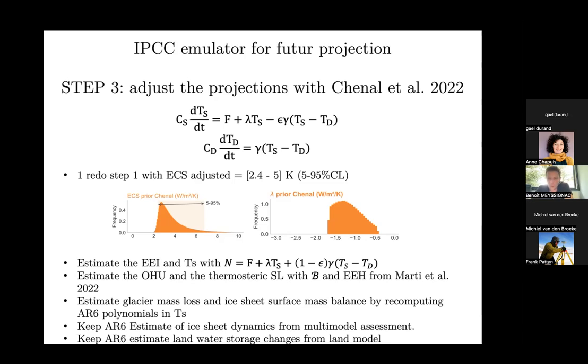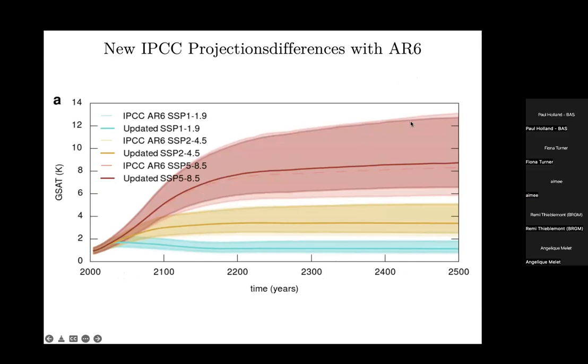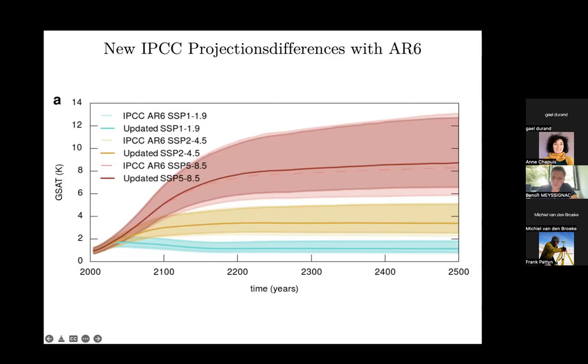And so quickly, here are the results. So the first thing which is quite surprising is that we have a very small change in surface temperature. If you look at this, the new projection is plotted over the projections of AR6. And you see that the change in surface temperature is very small, even in the SSP5 scenario. We're talking about 1 degree in 500 years.